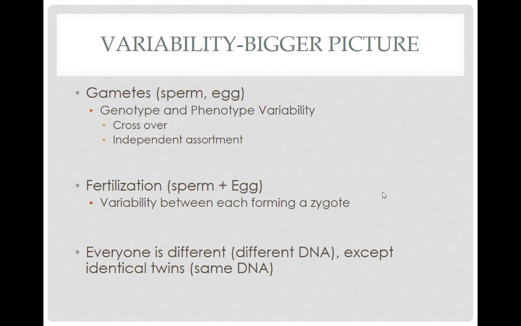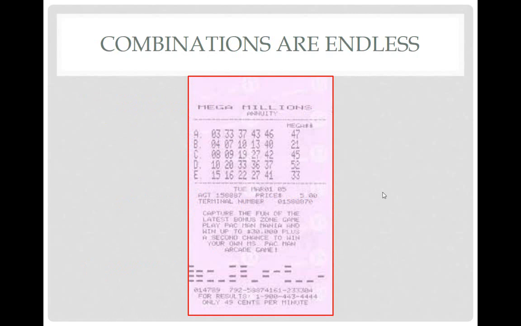Males ejaculate like 7 million sperm, and it just takes one of those to fertilize, so you can imagine the variability and the chances of what we would get. That forms a zygote, your very first cell, which has 23 chromosomes from dad from the sperm and 23 from the mother. And so everybody is different, obviously, except for identical twins who share the same DNA. So the combinations are endless.